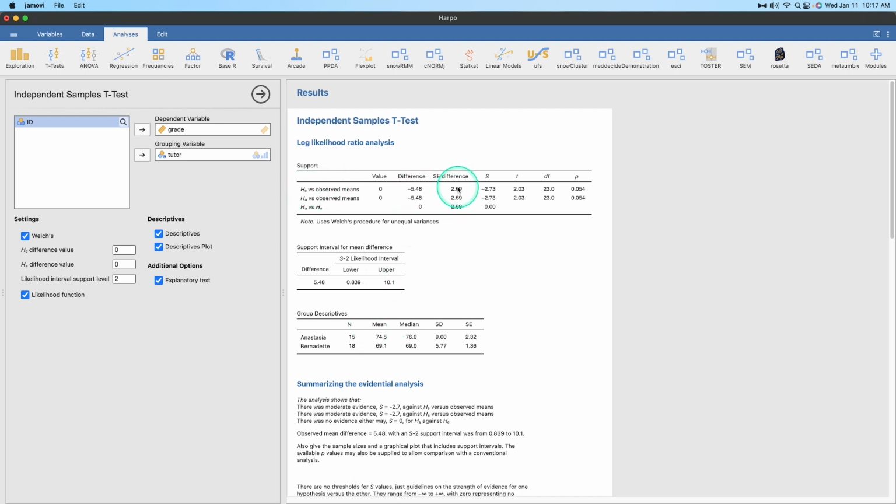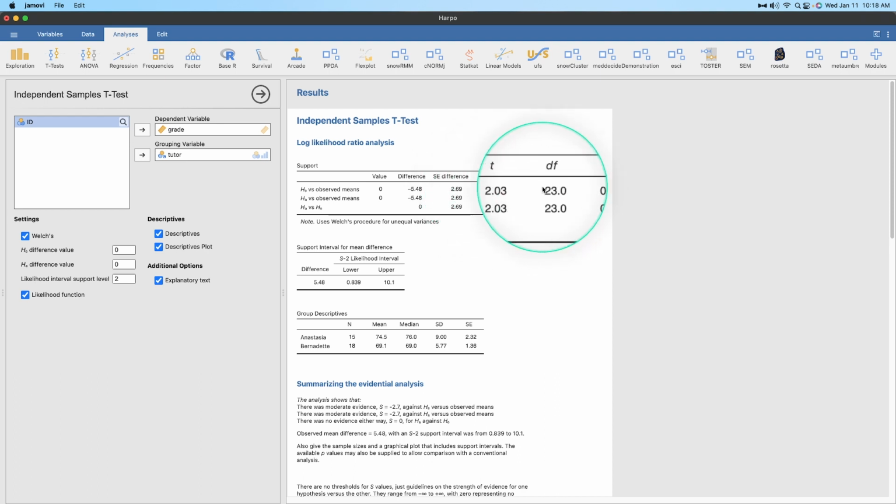Okay. Now the standard error of the difference is 2.69. That just comes from the variance in the observed and the N here. S is minus 2.73. That is the log likelihood ratio test, sometimes referred to as the Wilks test, but that's what S is. T, now this is Welch's T, don't forget, is 2.03. So these are not the same, so don't confuse them. S is negative 2.73, and T is 2.03.